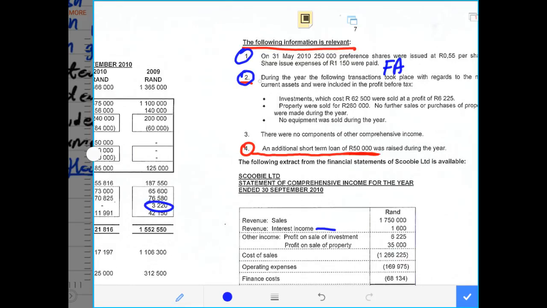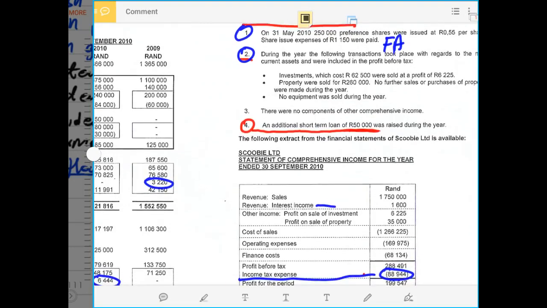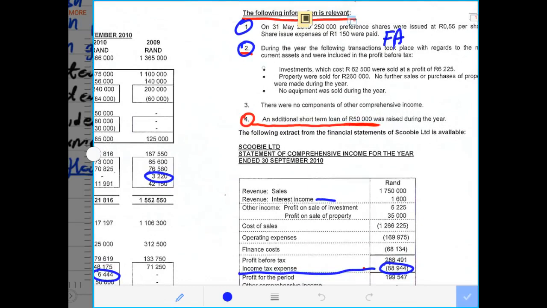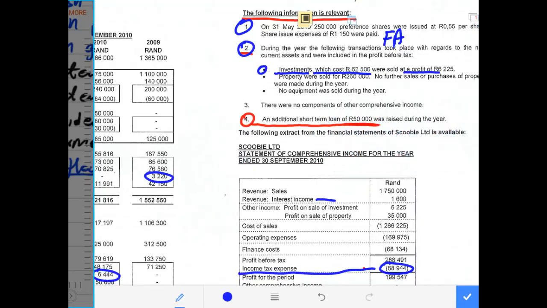Second adjustment said during the year, the following transactions took place with regard to non-current assets and were included in the profit before tax. When they say were included, they were referring to the profits that were made on the sale of these assets. So we start with the first bullet point under number 2, which says investment which cost 62,500 were sold at a profit of 6,225.